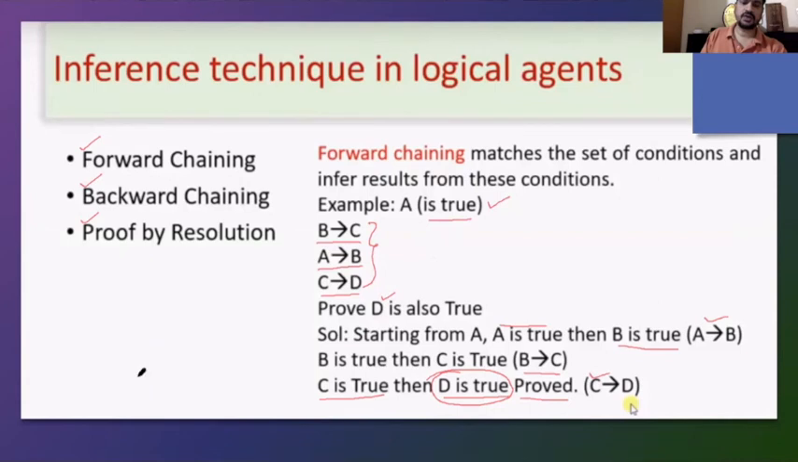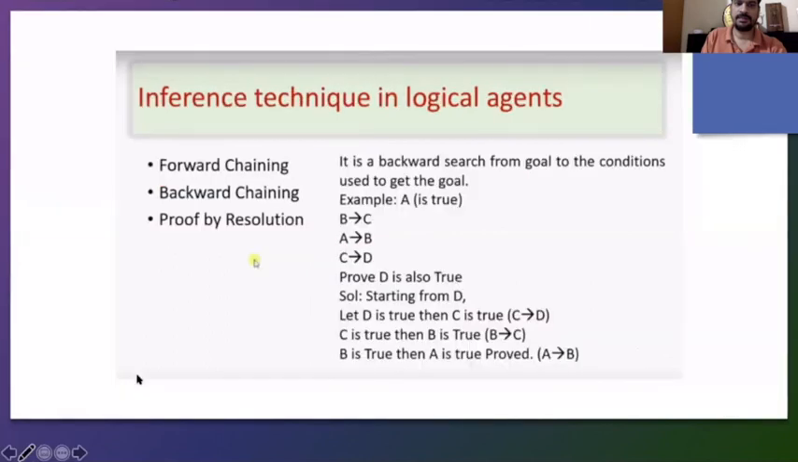Okay. Now let's go to the second technique, which is called backward chaining. In forward chaining, we started from the very beginning, and in backward chaining, we'll start from the back. It means that we started forward chaining with this particular statement. Now we'll start backward chaining with this statement. So it is a backward search from the goal to the conditions used to get the goal. So this is your goal, right? You have to prove that D is also true.